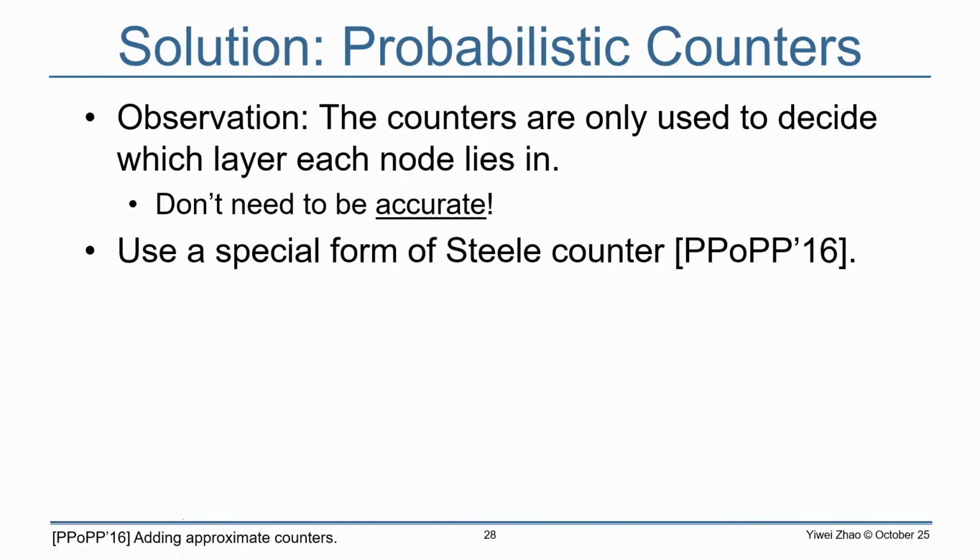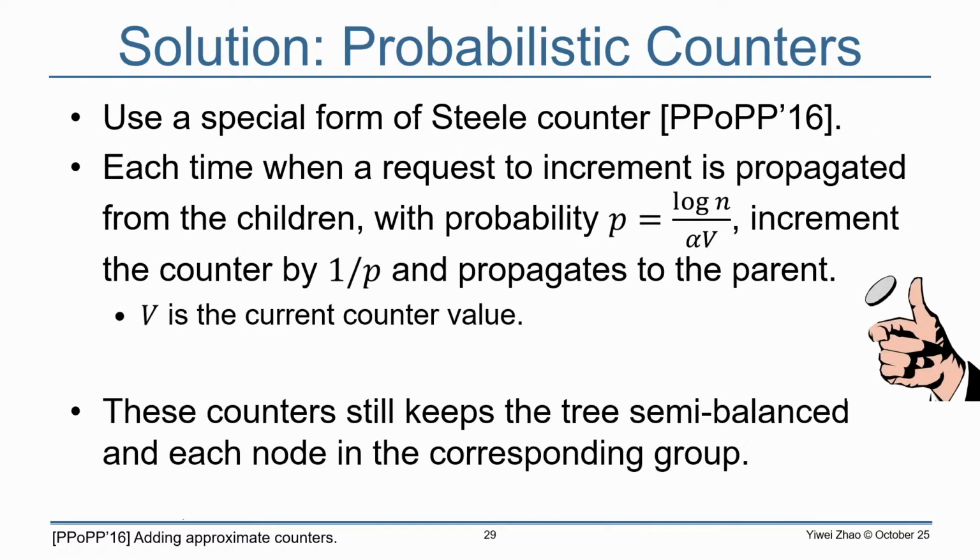So our design uses a special form of counter to keep an approximate value of each of the subtree sizes. This approximation is accurate enough so that all of the bounds still hold. We use a special form of counter where we flip a coin each time a request to increment a counter is propagated from the children. This is a very complicated mathematical formula, which, due to time limit, I would refer you to our paper to see how it is done.